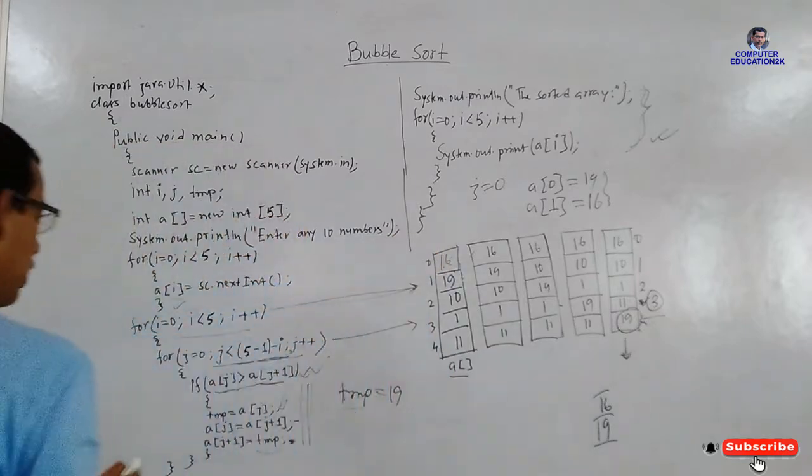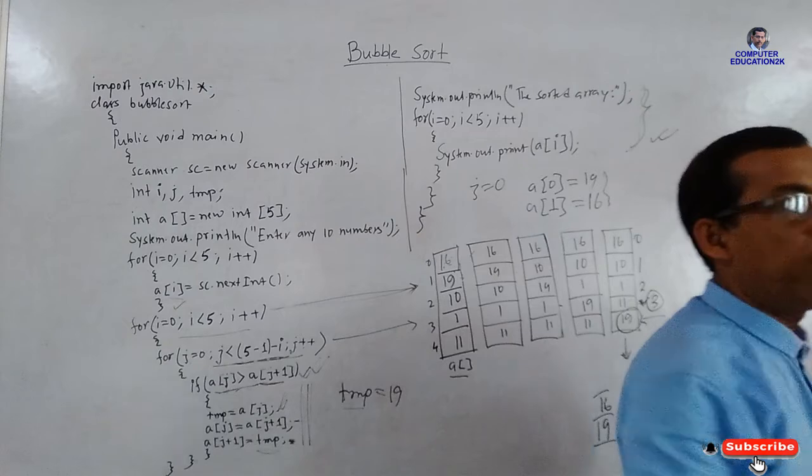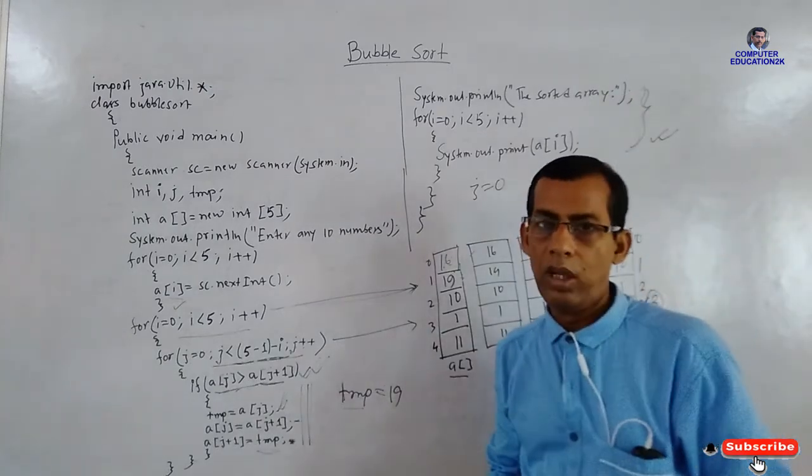Okay? And here also just keep in mind there are 3 curly brackets closed. So this way the bubble sort program will work.